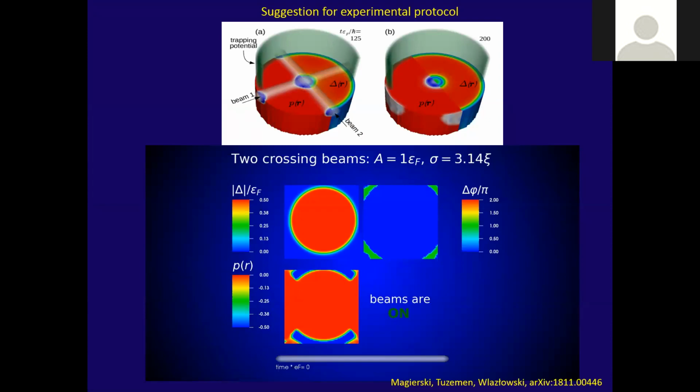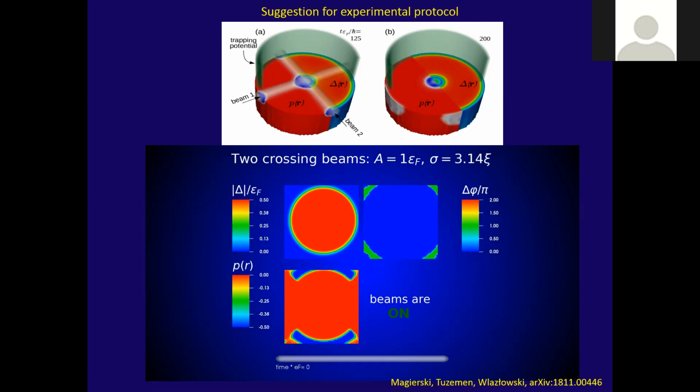Okay, so at the end, the question is whether this can be created experimentally. We had some idea that we have to create a droplet inside the system. So we were thinking the good way would be to apply two laser beams, where each laser beam corresponds to a potential that is too weak to polarize the system, but when they cross, they create the polarized droplet with the required pairing structure.